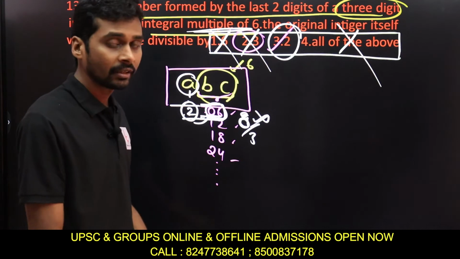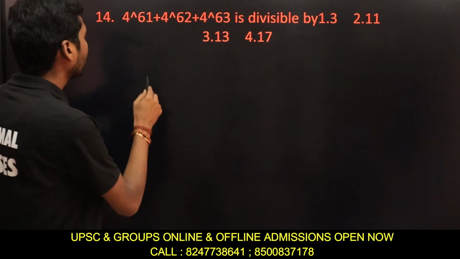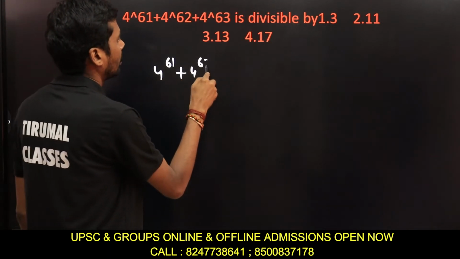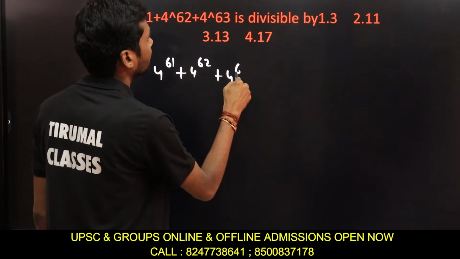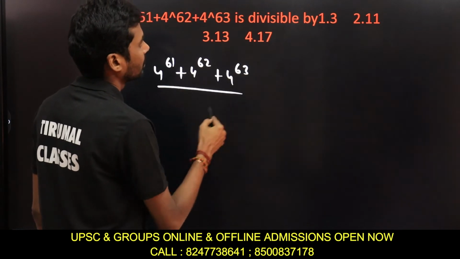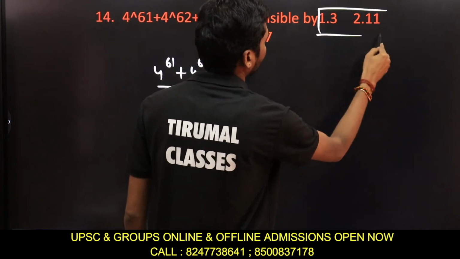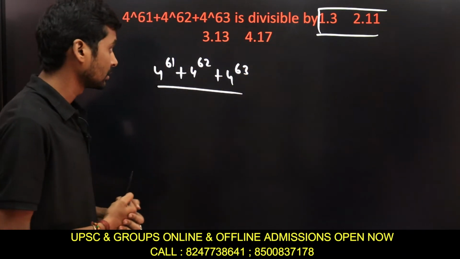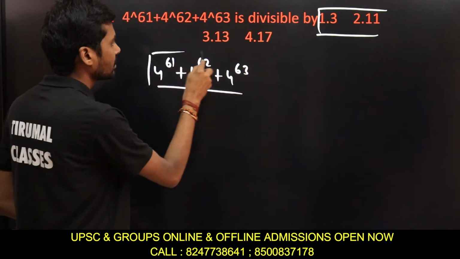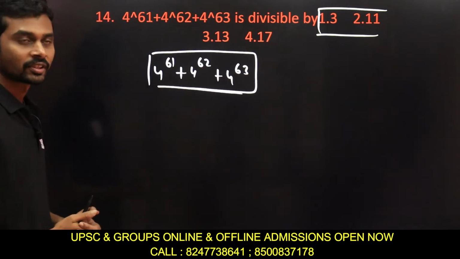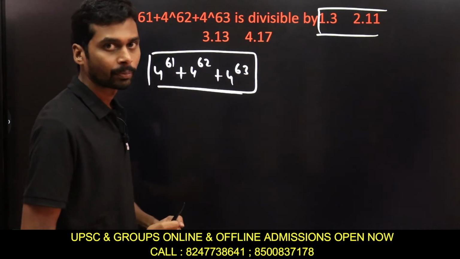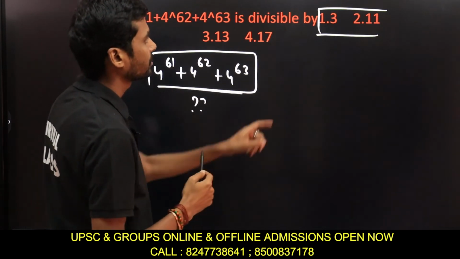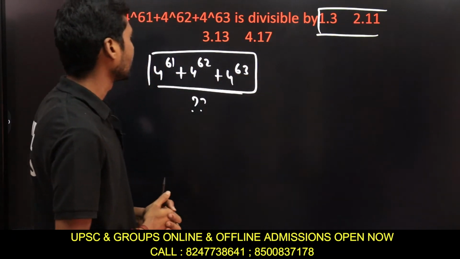Okay, is it clear? So our next problem is: 4 power 61 plus 4 power 62 plus 4 power 63 is divisible by which number? These are the options. The first option is 3, the second is 11, the third is 13, and the fourth is 17. So a number is given in the form of 4 power 61 plus 4 power 62 plus 4 power 63, and it is divisible by which of these numbers?